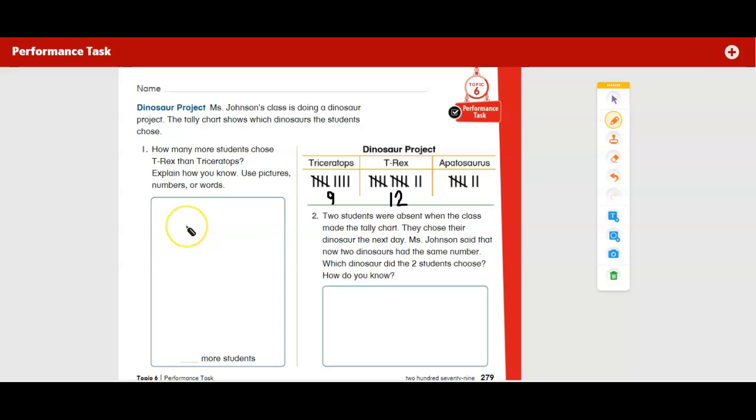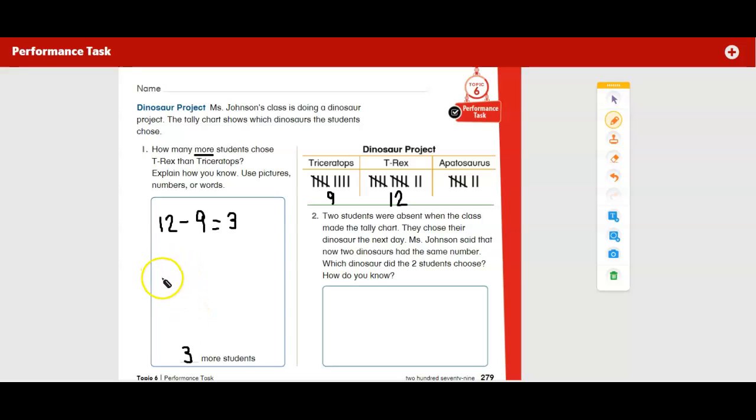I'm going to choose subtraction. We want to know how many more students chose T-Rex than Triceratops. So I'm going to take my total number of T-Rex, subtract my Triceratops, and the answer would be 3. 3 more students chose T-Rex than Triceratops.